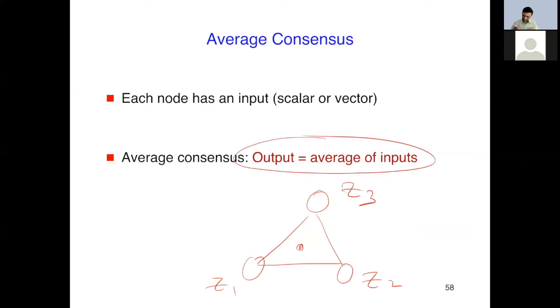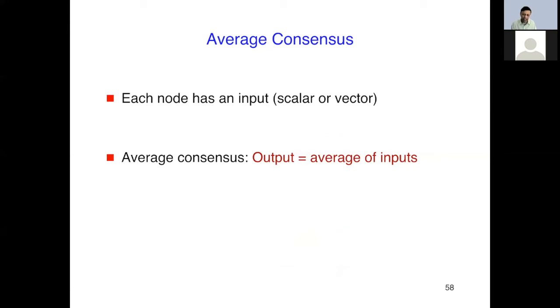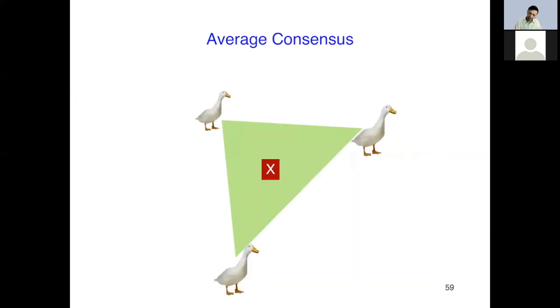So input is some value. The value may actually be a vector if your arguments are vectors, or it could be a scalar. The solution doesn't depend on whether the argument is a scalar or a vector. Okay, so that's the goal. Of course, the trivial solution for computing the average is that we all send our input to a central entity like a server, and then the server computes the average and tells everybody. But no, we are not going to do that. We want to make our life a little bit more complicated.